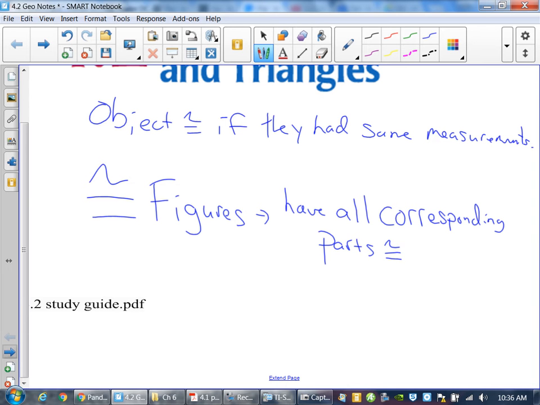When you label objects, usually, if you guys have noticed, they label things with the vertices, points A, B, C, D, and then it makes a rectangle or whatever. So what I'm going to do is this.